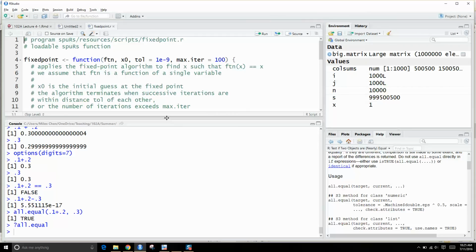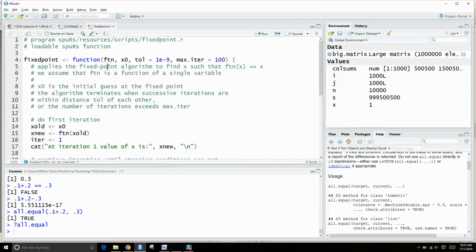Okay. So fixed point, it's a function, and it takes in a few arguments. One is the function of x. So this is our g of x equal to x. This is the function that we provide it. We give it an initial starting point, and then it will keep running until the difference between one iteration and the next iteration is smaller than our tolerance, or it reaches a maximum number of iterations. And this is important to have the max number of iterations, otherwise in a diverging case it will just keep going, right?